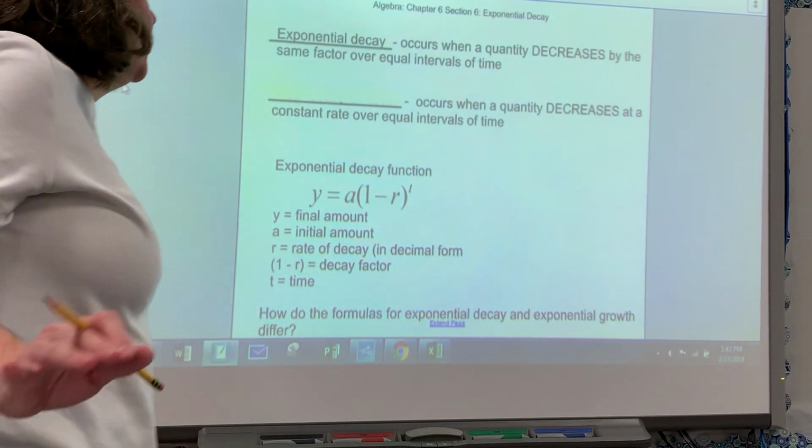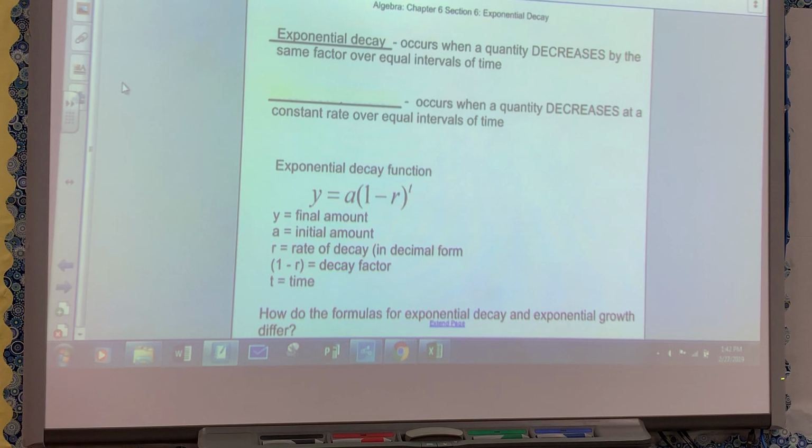Exponential decay occurs when a quantity decreases at the same factor over an equal interval of time. So it's being multiplied by the same factor, but it's lower. It's getting lower.